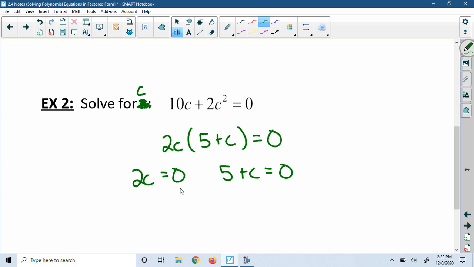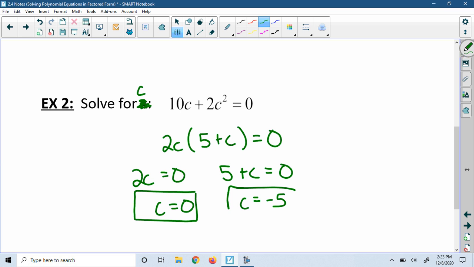First factor, I divide both of them by 2, so c equals 0. Second factor, I'm going to minus that 5 over, so we'll have c could also equal -5. There are your two answers. And like I said, if you want to, you can always check those answers and make sure they really do make that equation equal 0.